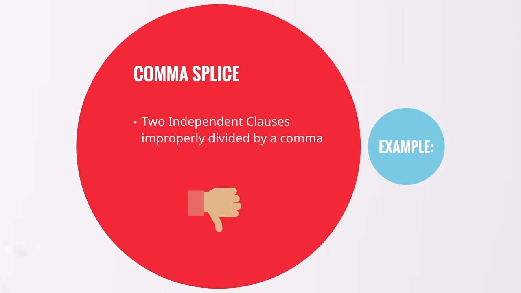First, comma splice. A comma splice is 2 independent clauses improperly divided by a comma. So again, 2 independent clauses are 2 simple sentences improperly divided by a comma.